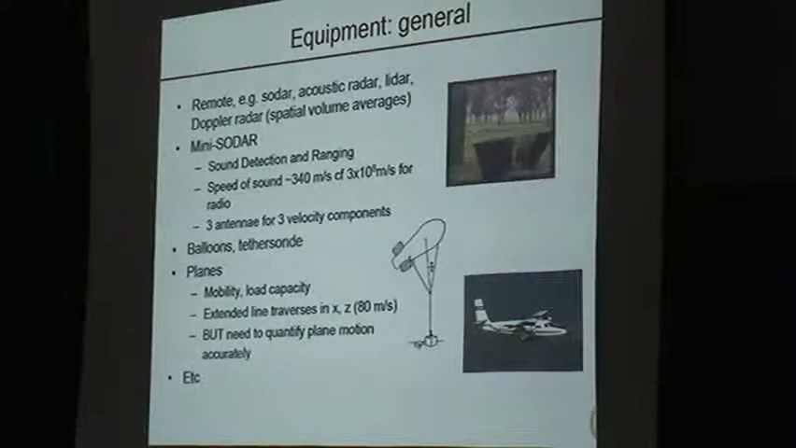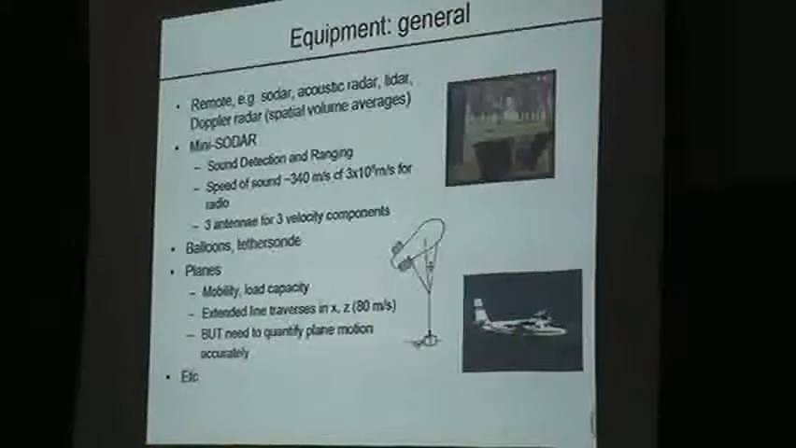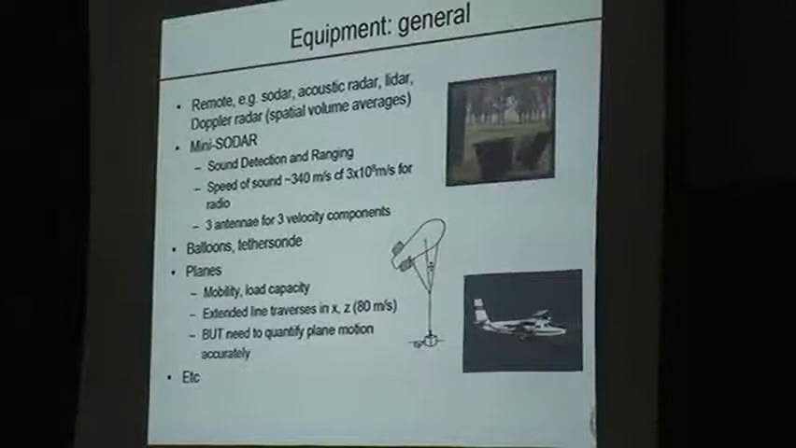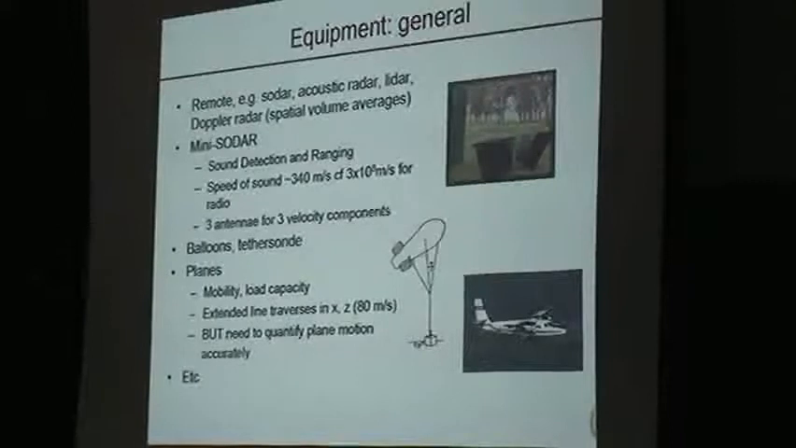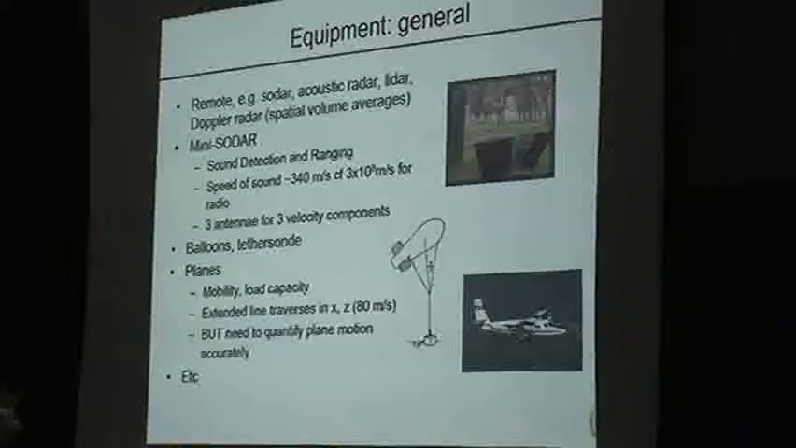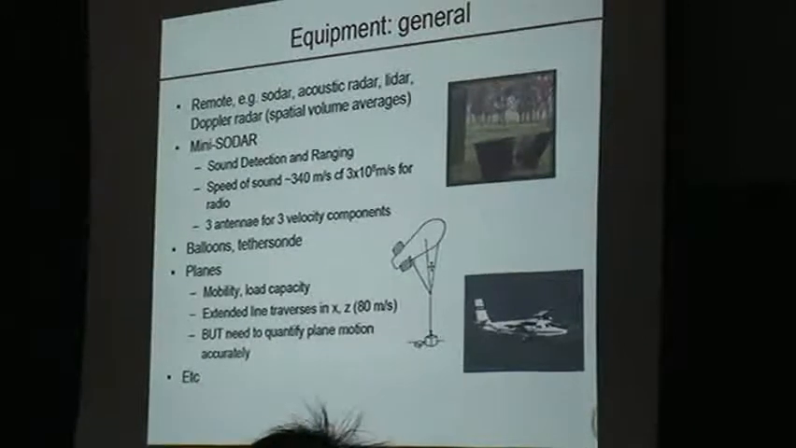So, equipment: how does one go about making measurements in the surface layer? Obviously, if the surface layer is of the order of 100 meters, it's kind of hard to get out to measure the edge of the boundary there. So you can do some remote measurements. SODAR, acoustic radar, LiDAR, Doppler radar, all these things are ground-based. I think this is a SODAR, I'm not sure. It's all sounding from the ground up, and you get a spatial volume average measurement.